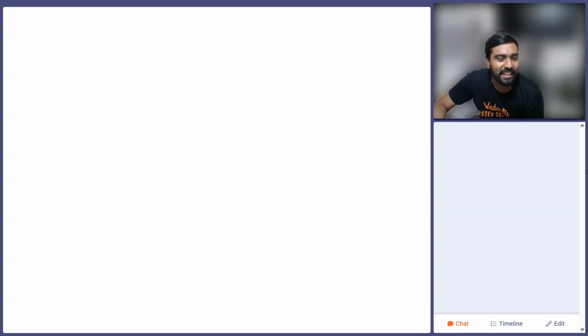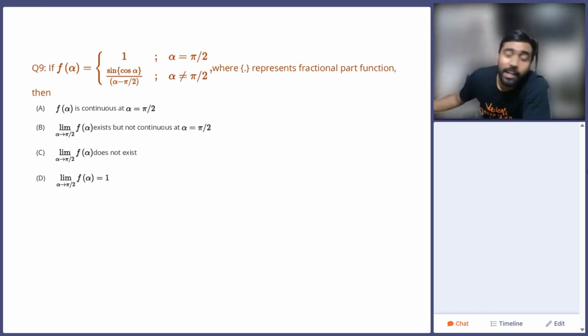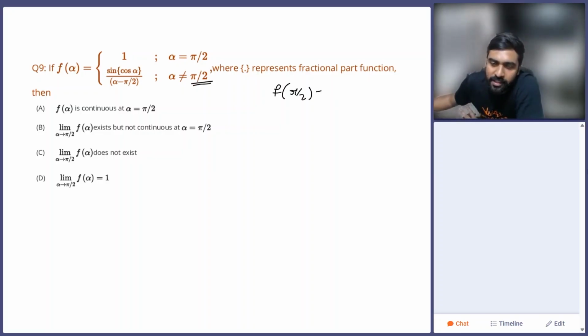Alright, moving on. So, what do we have in this question? Whenever we have something like a fractional part and continuity, limits and anything else, just check the left hand limit, right hand limit part. That's all you have to work on. Now here you have been given that f of pi by 2 is equal to 1. Let's talk about the right hand limit.